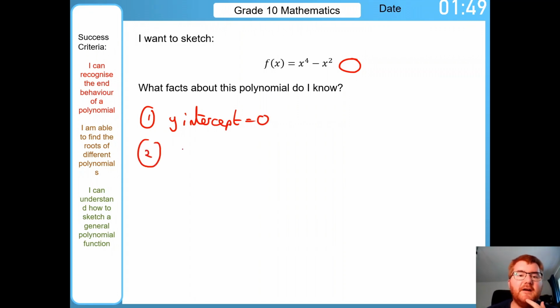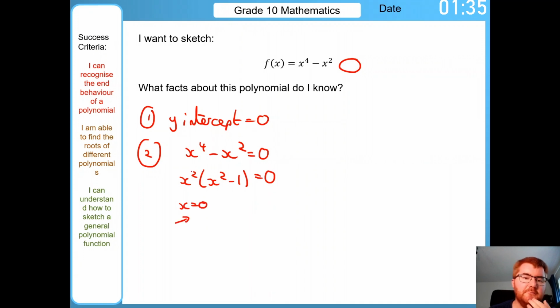Then we want to find the roots, so the Nullstelle, the x-intercepts. So we make it equal to 0, and we can take a factor of x squared out here: x squared times x squared minus 1. So either x is 0, and that's repeated, because we have x squared is 0, so that's repeated. And we have x squared minus 1 is 0, so x squared is equal to 1, so x is plus and minus 1.